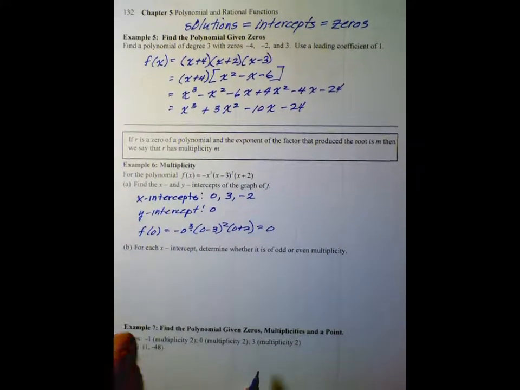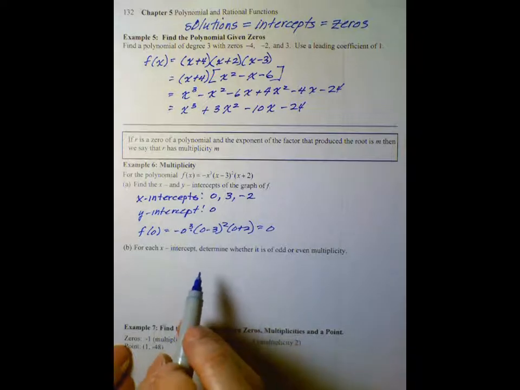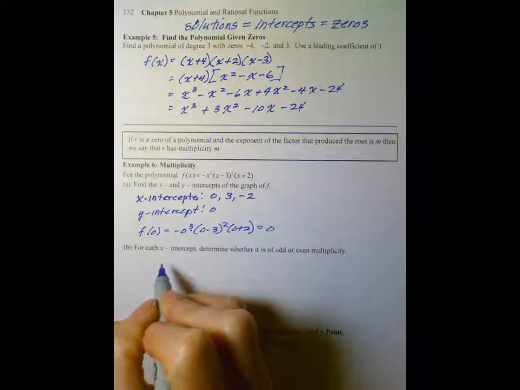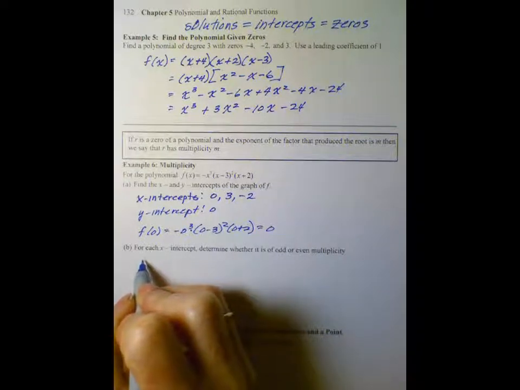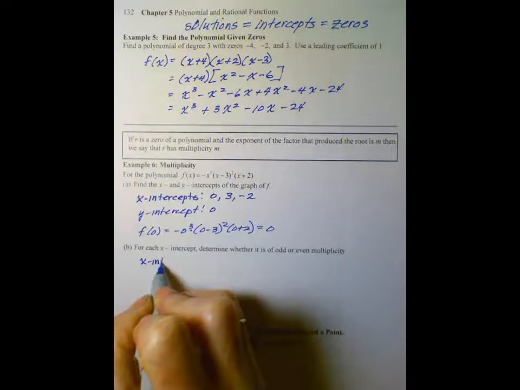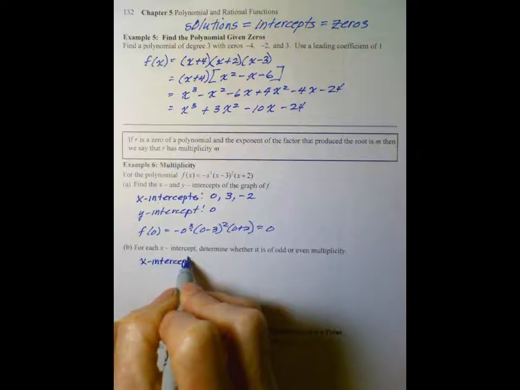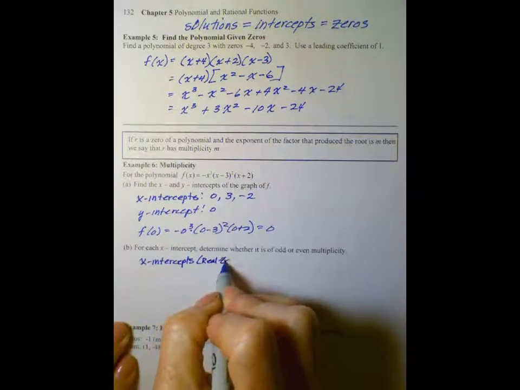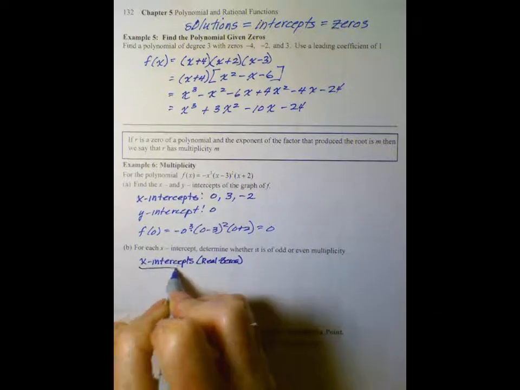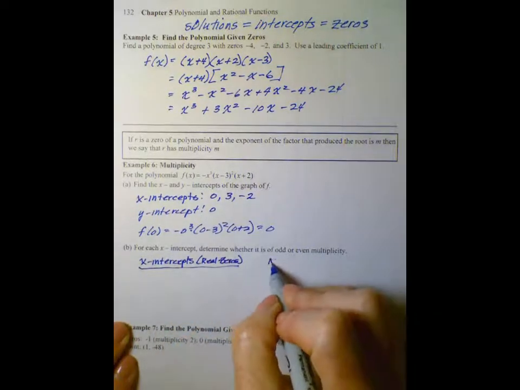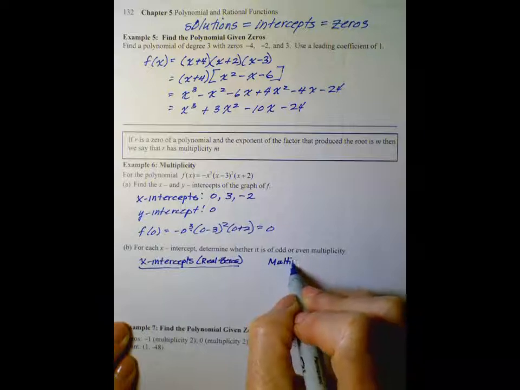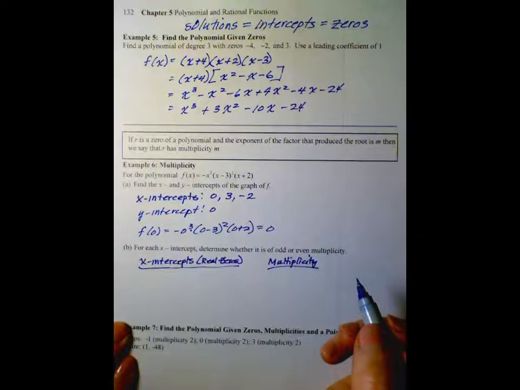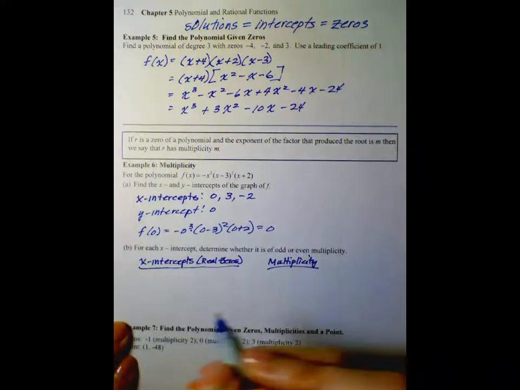For each x-intercept, determine whether it is of odd or even multiplicity. Well, let's list them. Let's list our x-intercepts. Another name for that is real zeros, or we've been calling just zeros. And then we'll list their multiplicity. That's a fancy word for just how many times does it occur. And then we'll tell if it's odd or even.